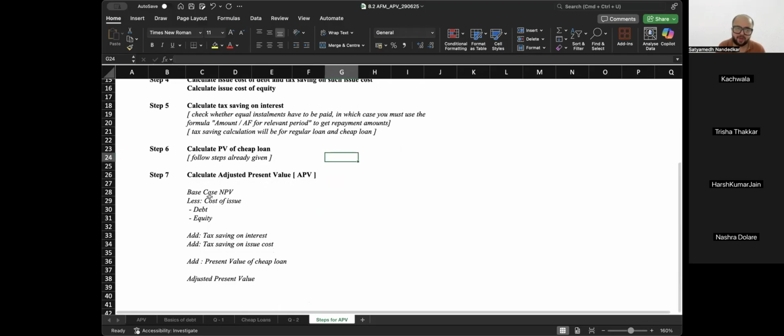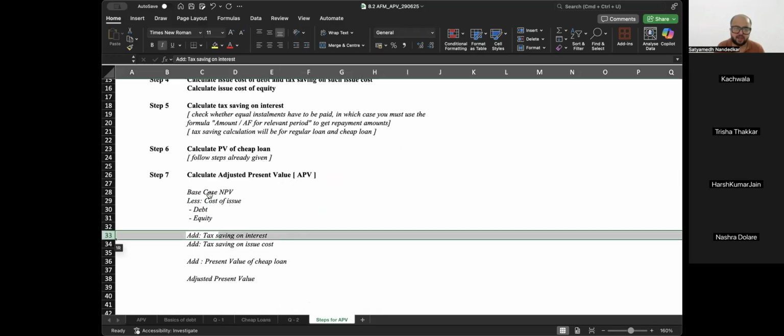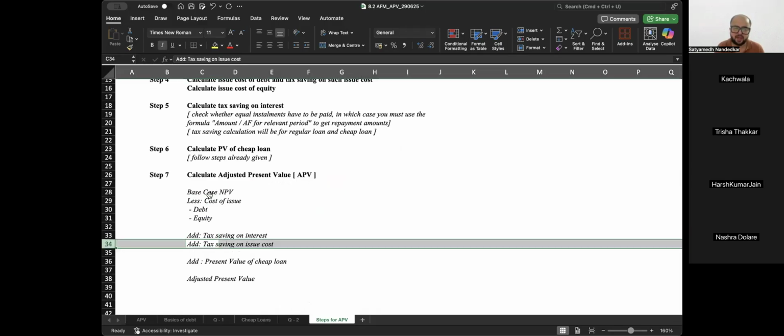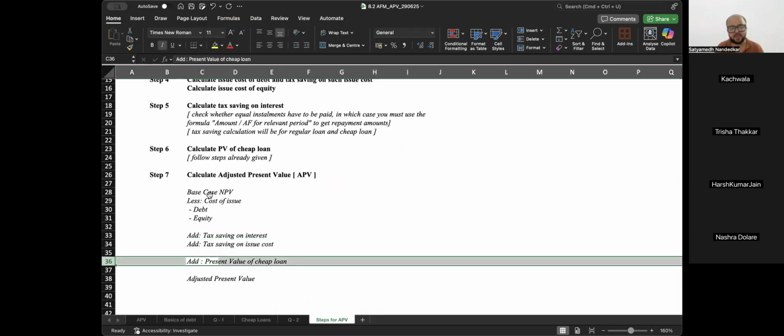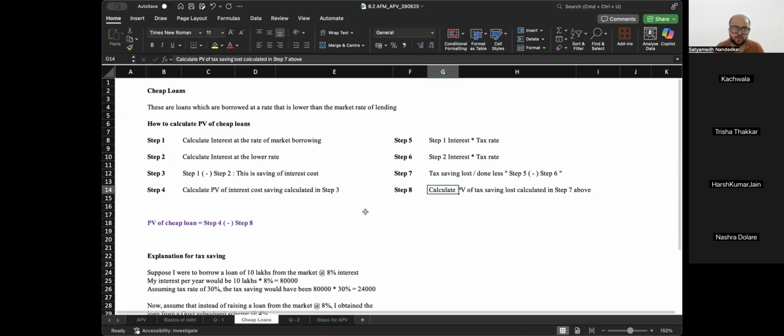How will you get APV? Base case NPV less cost of issue. This is an outflow. Add tax saving on interest, add tax saving on issue cost, add present value of cheap loan, you will get your APV. ठीक है. How is the present value of cheap loan calculated? A cheap loan would be a subsidized loan. Calculate interest at the market rate of borrowing. Regular loan पे जो interest rate है उसके हिसाब से calculate interest. Then calculate interest at the lower rate. Step 1 minus step 2 will give you saving of interest cost. ठीक है.